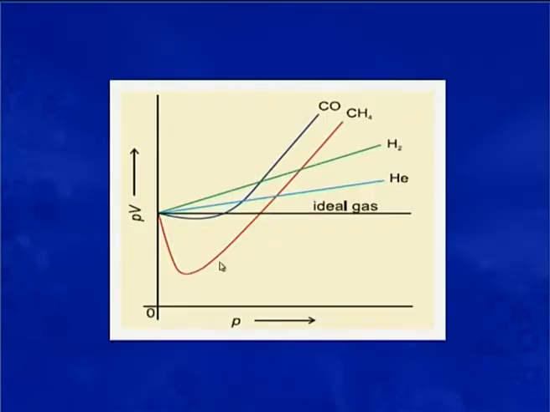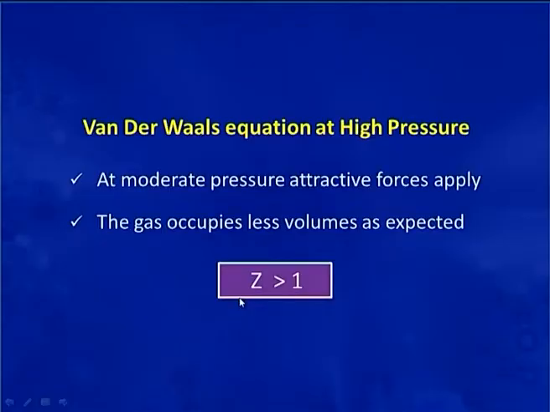So, at moderate pressure, attractive forces apply. That is why there is a dip in the graph. The gas molecules occupy less volume at this condition, as expected. So, definitely in that case Z is less than 1.